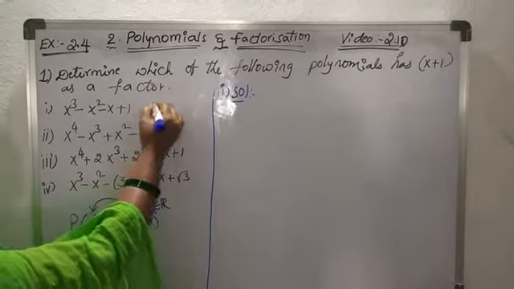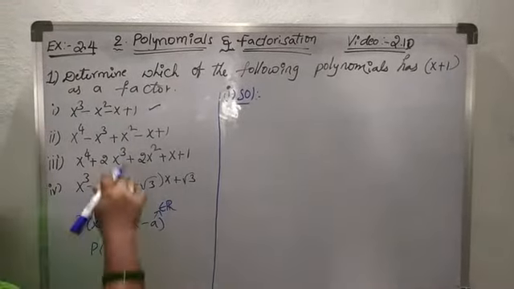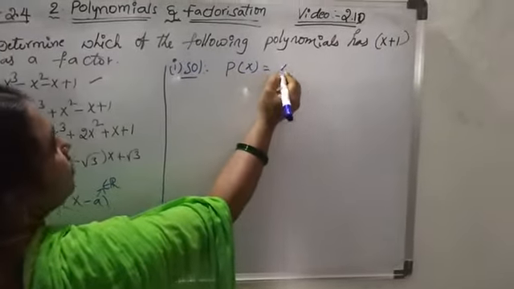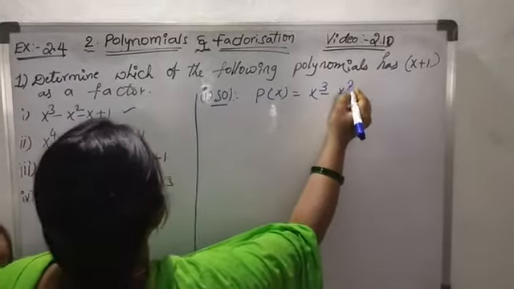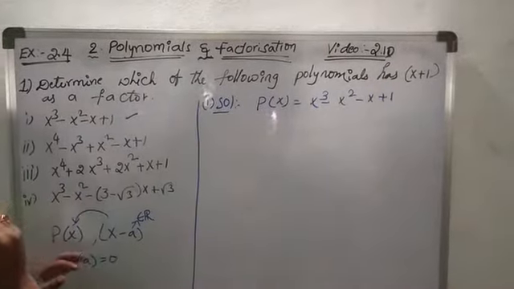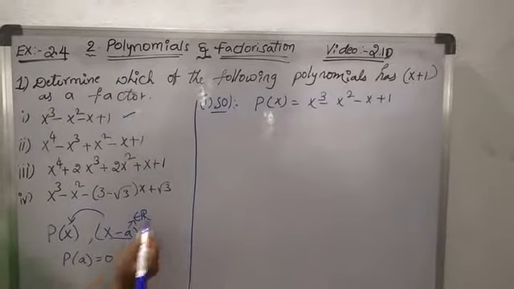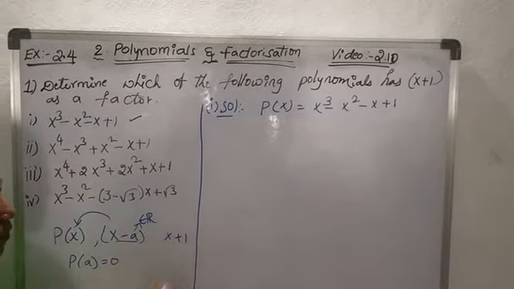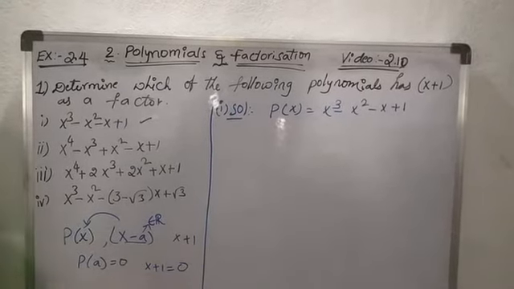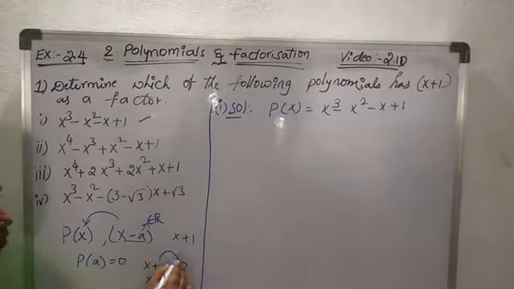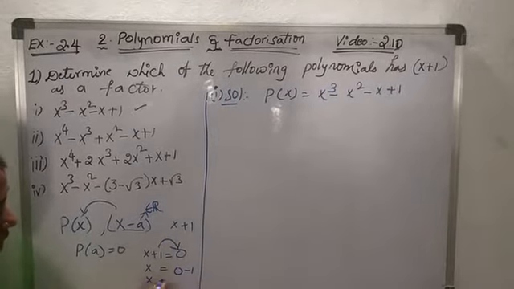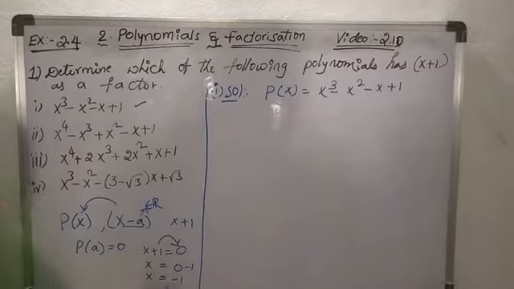I will explain the first problem. Let p of x be equal to x cube minus x square minus x plus 1. In the theorem it is x minus a, but here they mentioned x plus 1. Already we know how to find the value of x. x plus 1 is equal to 0, then x is equal to 0 minus 1, which is minus 1.